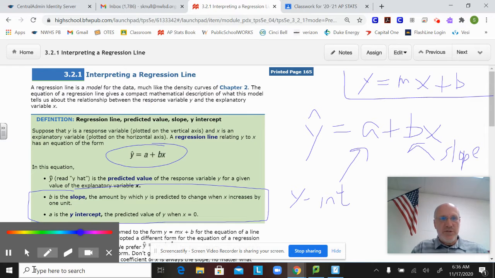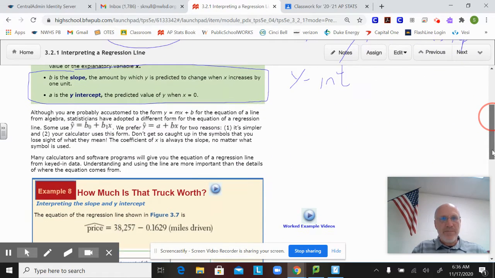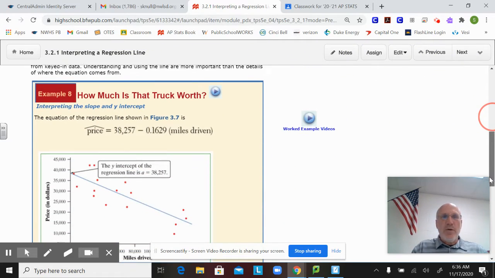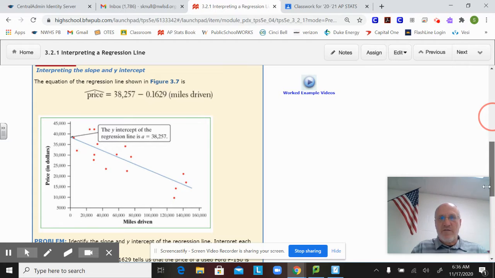All right, so let me scroll down here. Okay, so here is some data on some truck values, and we're given the equation of the line. Again, before we're done, we'll figure out how to calculate that line. But for the moment, there's the equation of the line. You notice that this even says it with context: price hat equals 38,257 minus 0.1629 times miles driven.